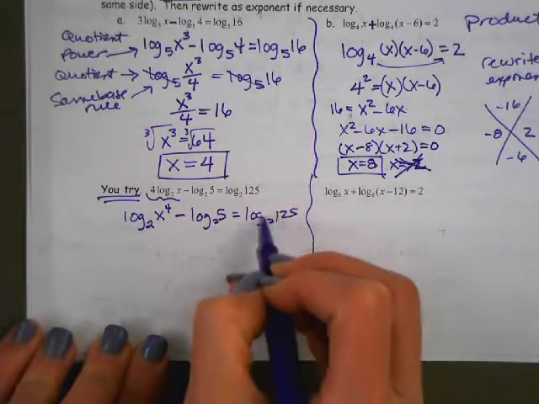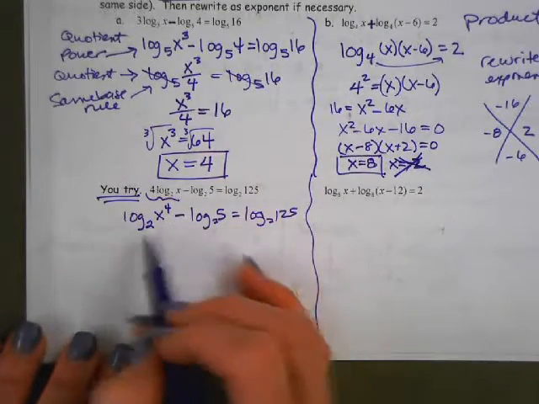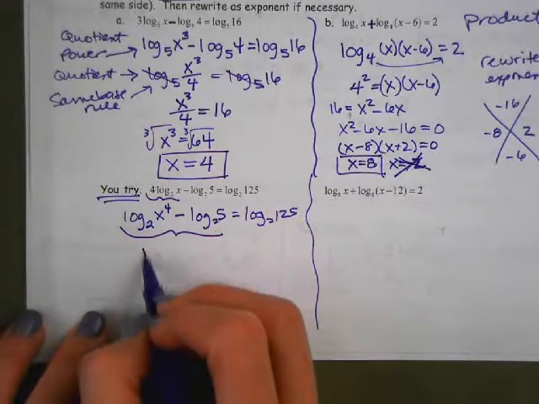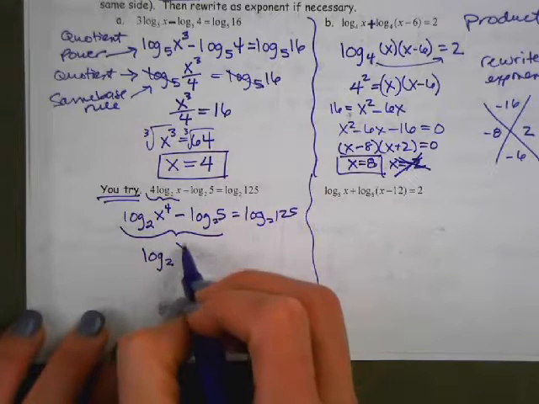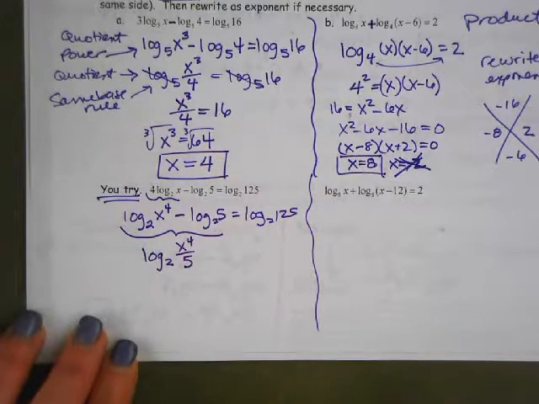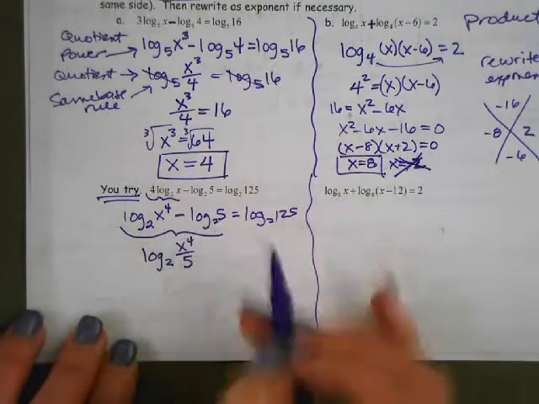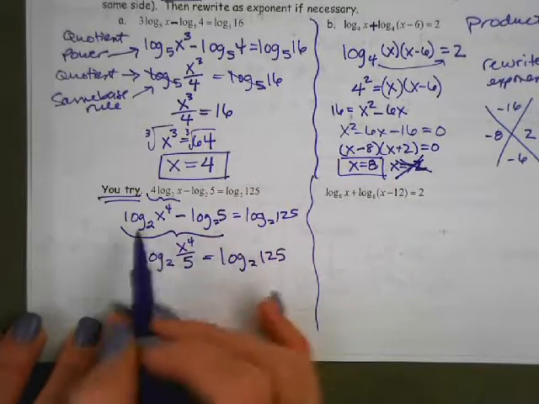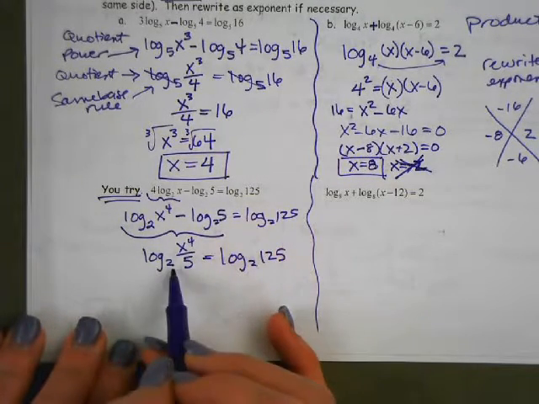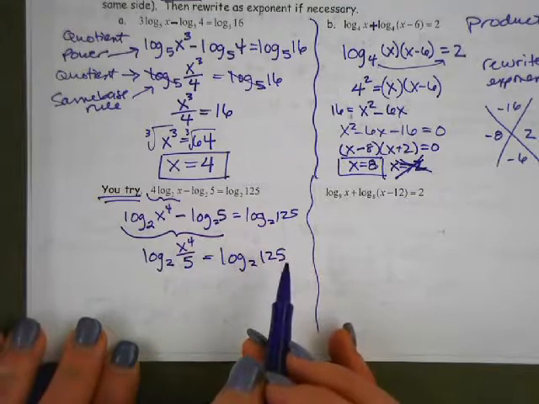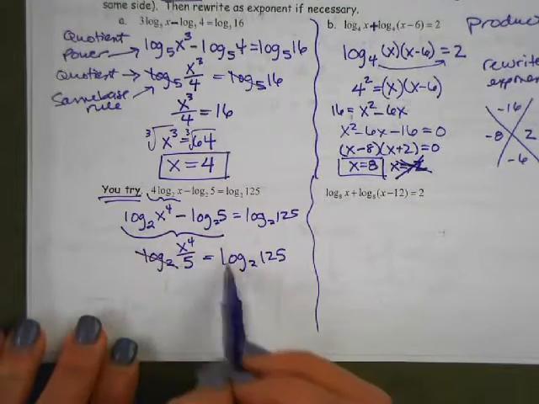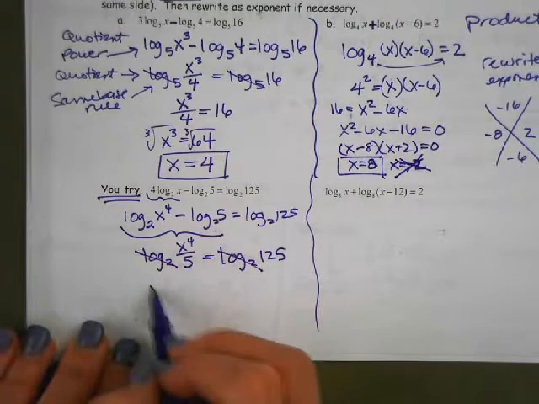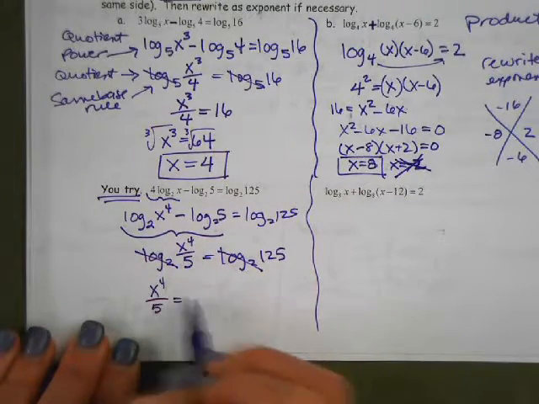Okay? Because I'm being subtracted, I'm going to use the quotient rule to combine those logs. I can combine them by rewriting as log base 2 of x to the 4th divided by 5. Okay, I just take this value and I divide by that value, and that equals log base 2 of 125. By combining these two logs together as one, it allows me then to use the same base property. These can cancel. I have one log equal another log, which means those logs can cancel, and then I just have x to the 4th divided by 5, and that equals 125.